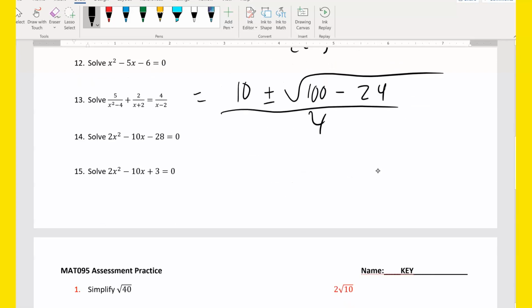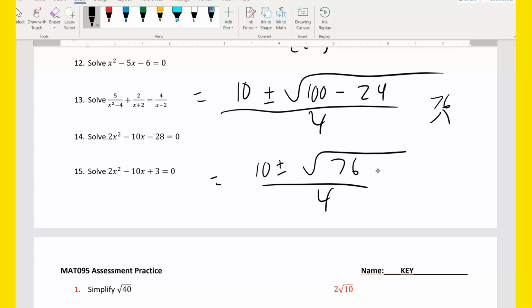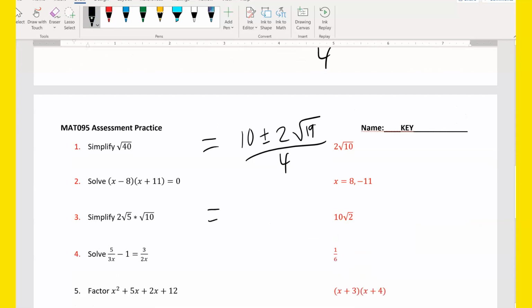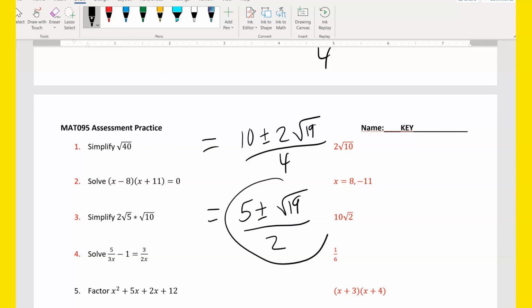So that's going to be 10 plus or minus the square root of 76 over 4. Now I got to see if 76 will break down. So let me see, 76. That's going to be 2 times 38, which is 2 times 19. So I've got a pair of 2's, but an extra 19 left over. So then that becomes 10 plus or minus 2 square root 19 over 4. And then it will reduce because the 10, the 2, and the 4 will all divide by 2. So that becomes 5 plus or minus square root 19 over 2. And that's my answer.